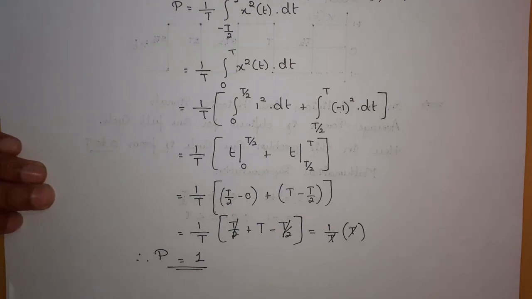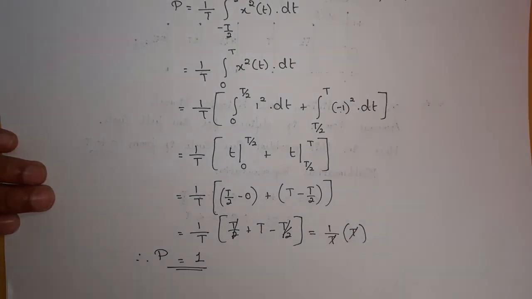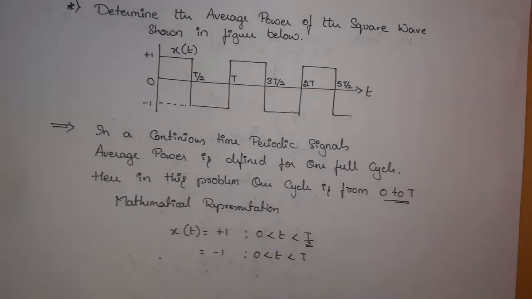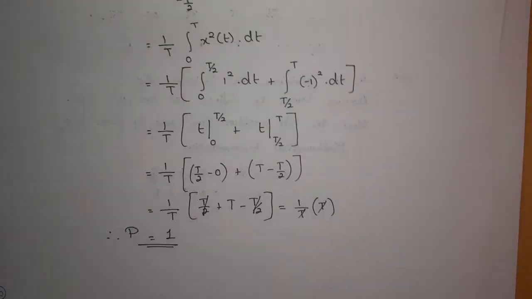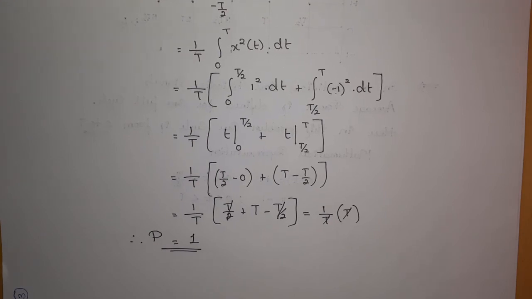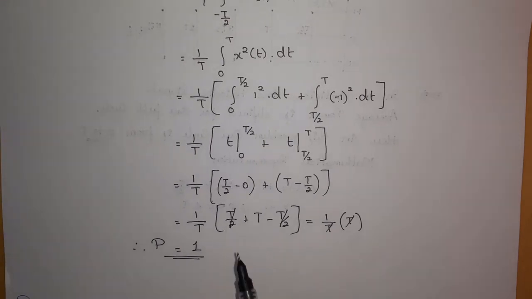Therefore the average power for the given square wave is 1. Hope you people got the steps. Okay, moving on to the next problem.